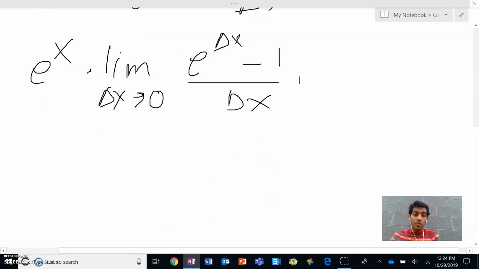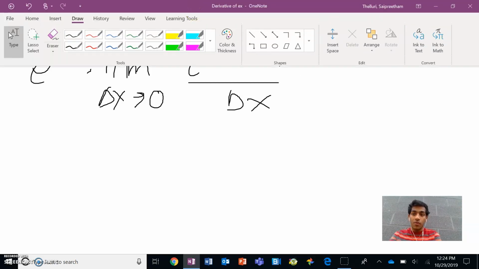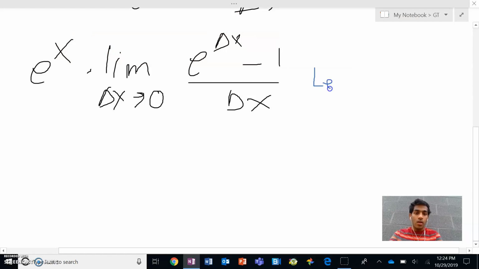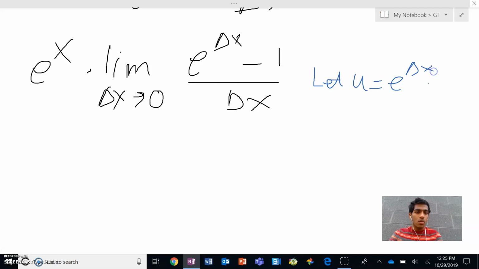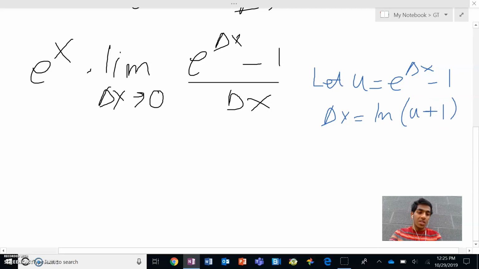And guess what that is? A u substitution. Oh, don't worry, this is not integration. We're not integrating, but yes, we're making life easier by doing a variable substitution. Let u equal e raised to delta x minus 1, and delta x would be equal to the natural log of u plus 1. Because, if you haven't noticed already, I've just added 1 to the left-hand side and then taken the natural log to get rid of the e, to find the value of delta x in terms of u.